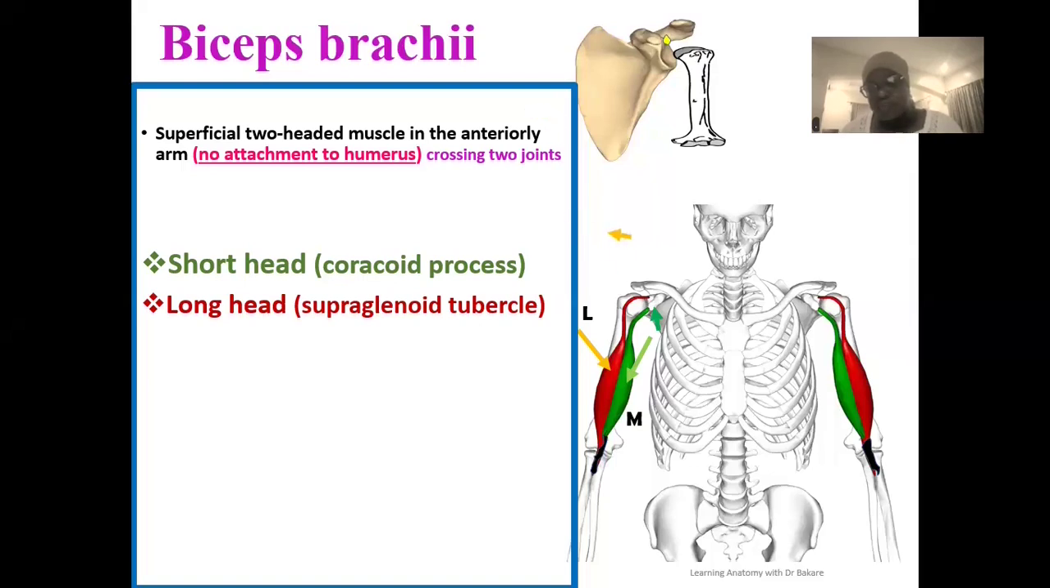And this is where we have the supraglenoid tubercle here, highlighted in yellow. The supraglenoid tubercle is a tubercle that is created around the superior region of the glenoid fossa or the glenoid cavity. We try to use this upper image. This is where we have the short head here, highlighted in green. And you see that there's an emergence from the coracoid process.